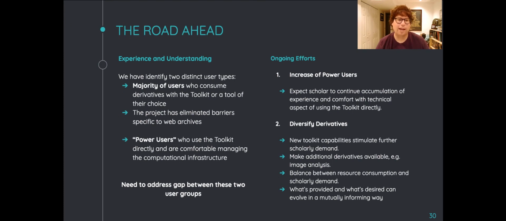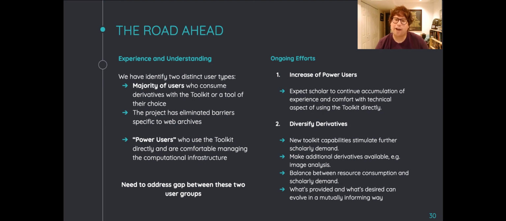So what's the road ahead? We've really identified two distinct user types. The majority of users are consuming derivatives with the toolkit or a tool of their choice, whether that's R, Python, or other digital humanities tools. We can argue that we've eliminated barriers specific to web archives, and then we also have power users who use the toolkit directly and are comfortable managing computational infrastructure themselves.